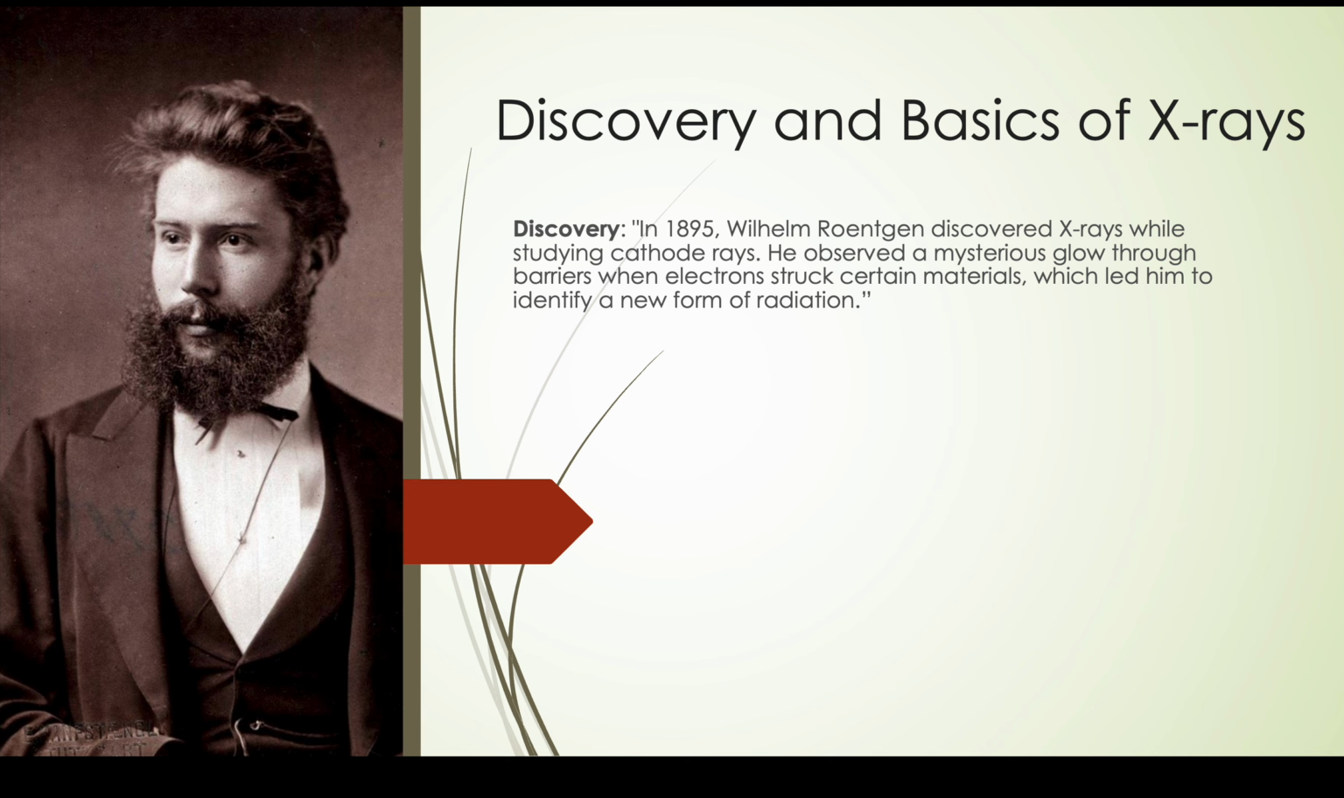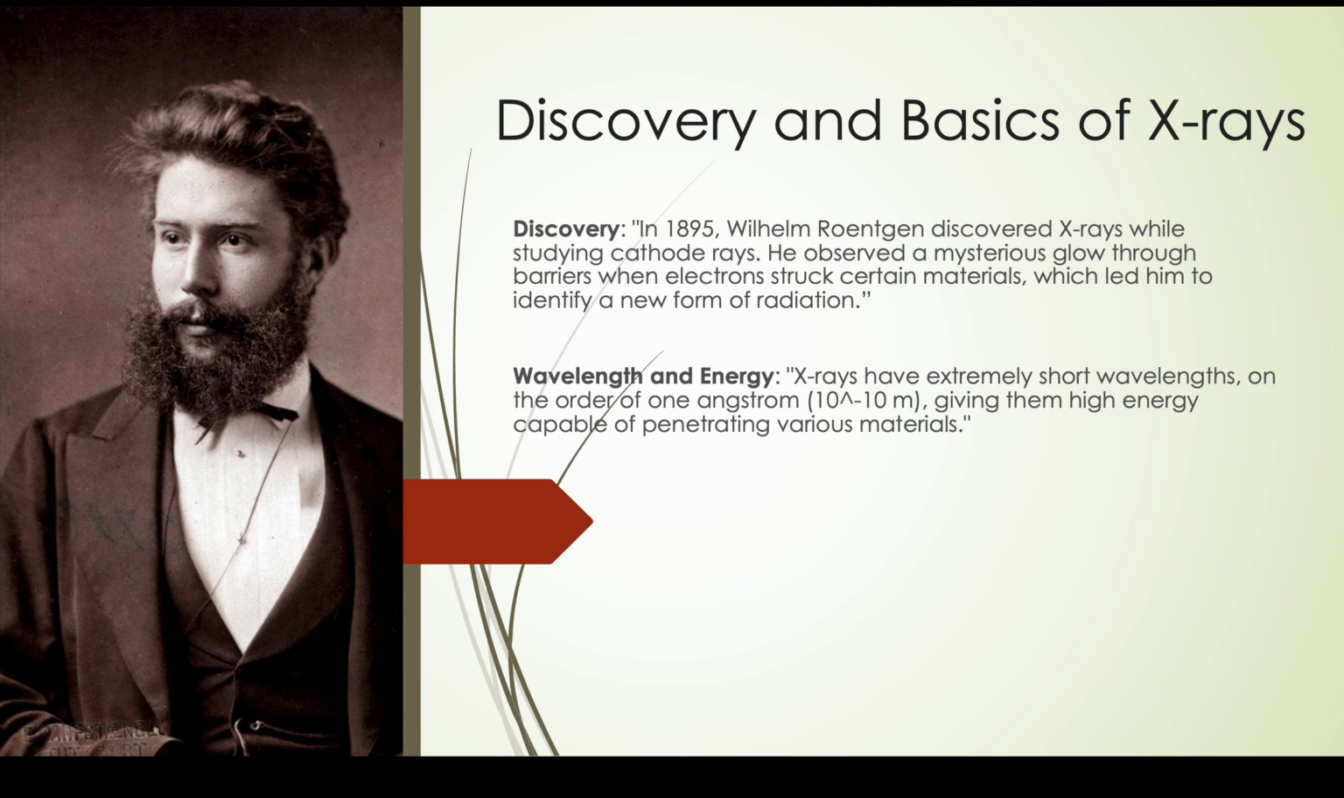While he was studying the cathode rays, he observed a mysterious glow through a barrier when electrons struck certain materials, which led him to identify a new form of radiation. It was unknown at that time. He observed some peculiar characteristics of this radiation, namely the wavelength and the energy. He observed that the wavelength is extremely short, on the order of 1 angstrom, that is 10 to the power minus 10 meter, which gives it very high energy.